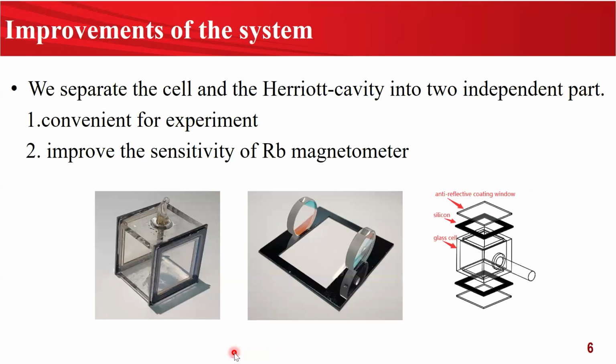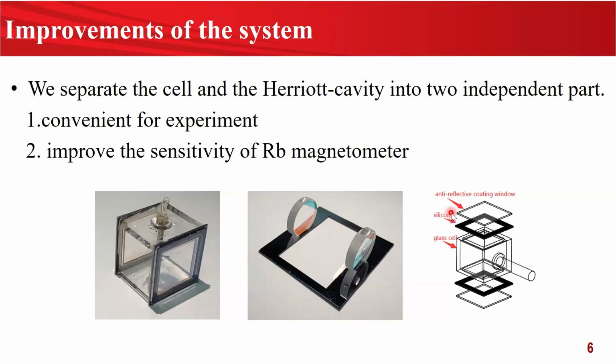So from then on, we made several improvements to our system. The first improvement is that we separate the cell and our Herriott cavity into two independent parts. And here is the construction of our cell. This helps to provide a cleaner environment for the nuclear spin atoms, xenon atoms, and with the help of better cancellation of the gradient field, the relaxation time of the xenon atoms and the signal-to-noise ratio of the system are improved.